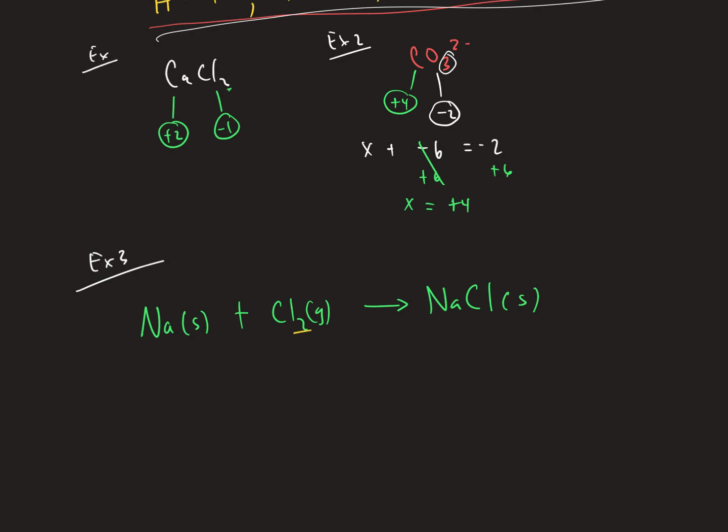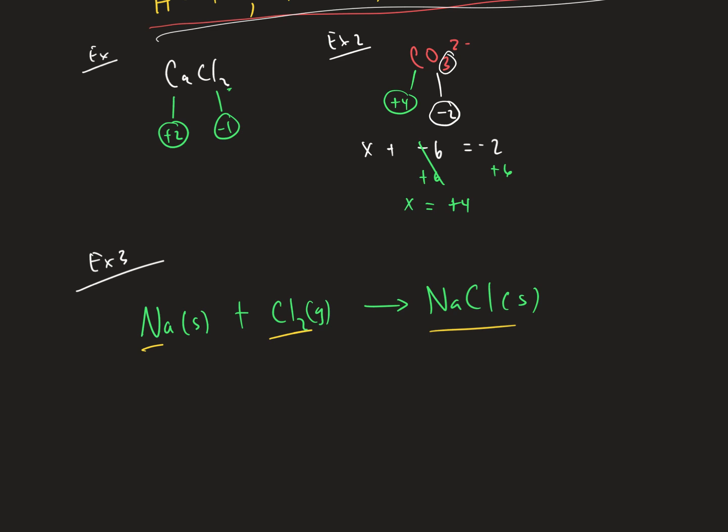It looks like an oxidation reduction. This is a combination or synthesis reaction, right? Okay, it's not double replacement, but let's check it. Let's double check. So we've got to find the oxidation number of each component. There are 3 components in this reaction.